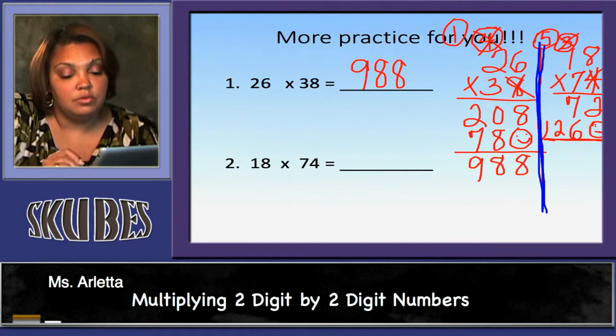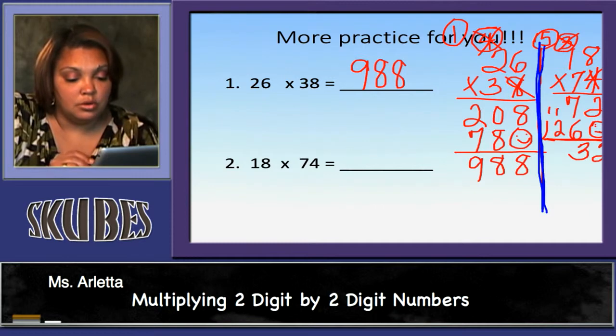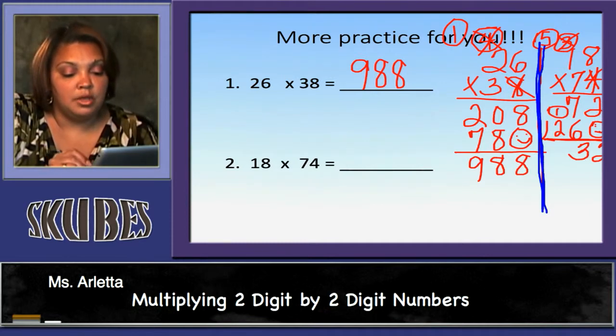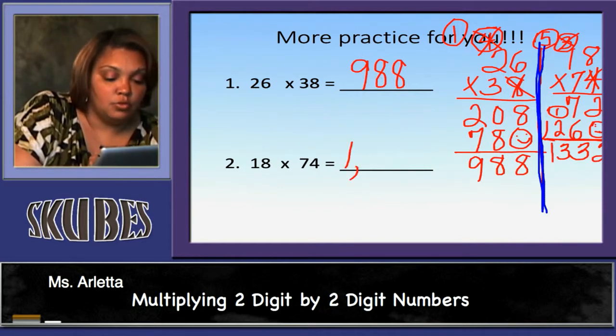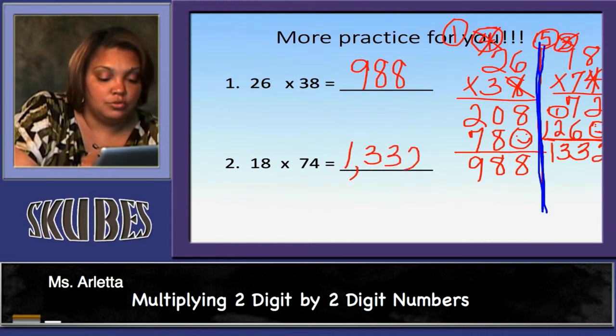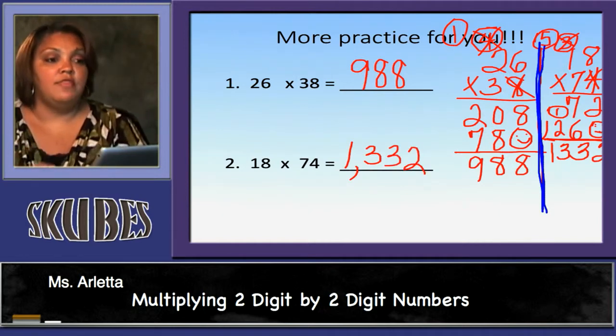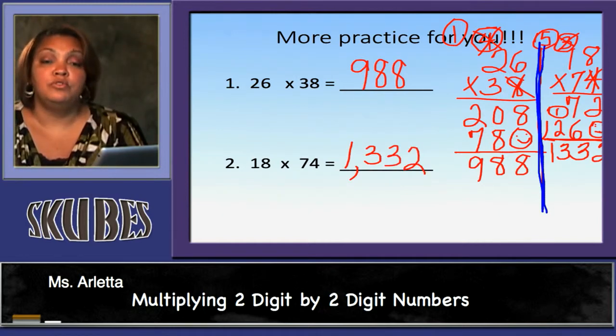2 and 0 is 2. 6 and 7 is 13. Carry your 1. 2 and 1 makes 3. And bring down your 1. That gives us an answer of 1,332. And that concludes our lesson on multiplying 2-digit by 2-digit numbers.